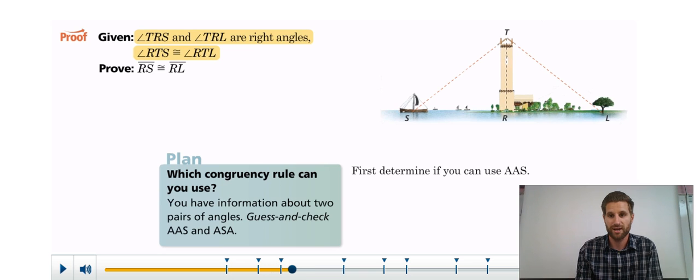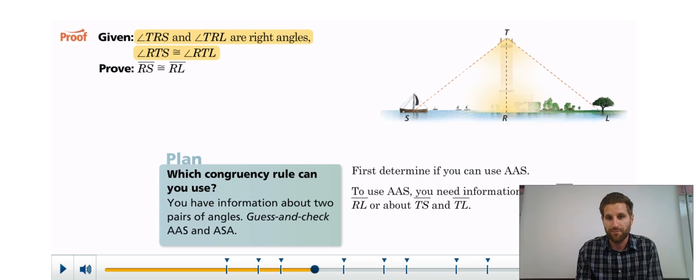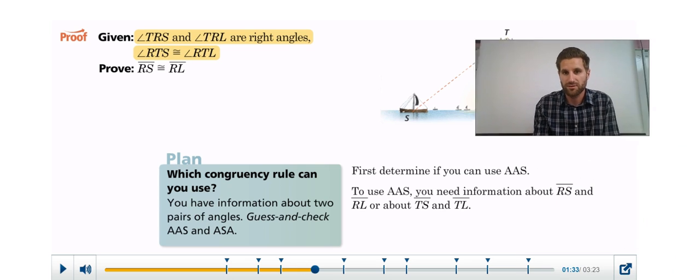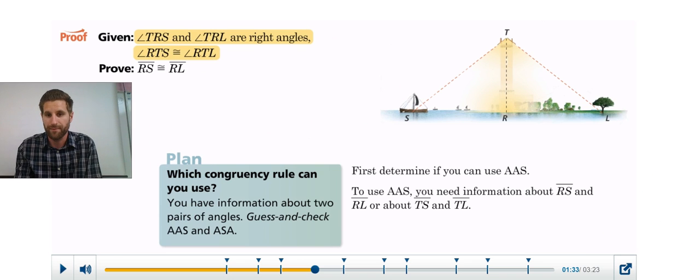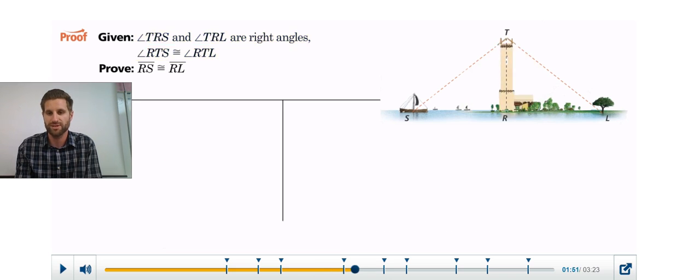We can guess and check. So let's see if we can use angle, angle, side. So we got the angle up here, the angle here, the angle here, and the angle here, and then we have this side here that is congruent. To use angle, angle, side, you need information about RS and RL, or TS and TL, which unfortunately we wouldn't know how to measure. So we cannot use angle, angle, side, but we can probably use angle, side, angle.